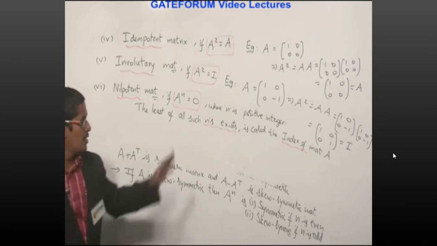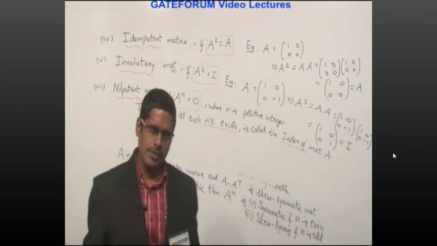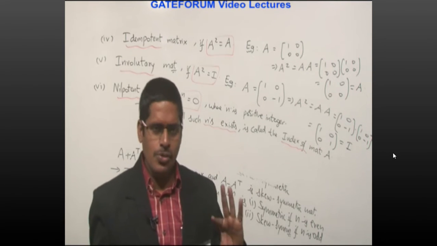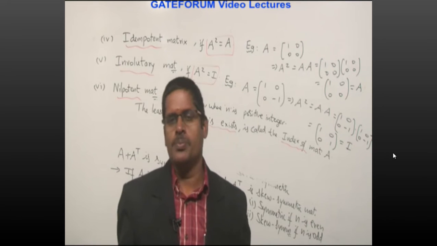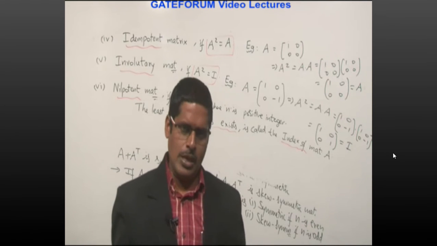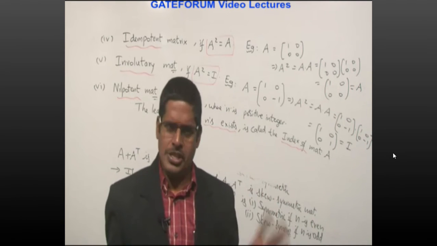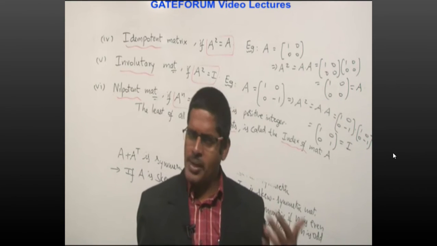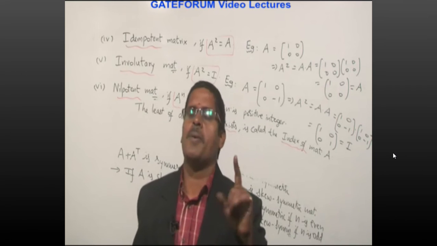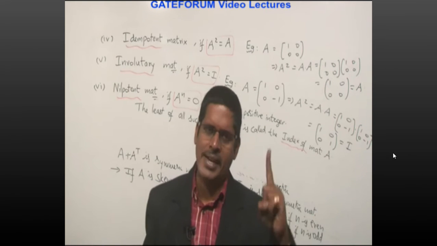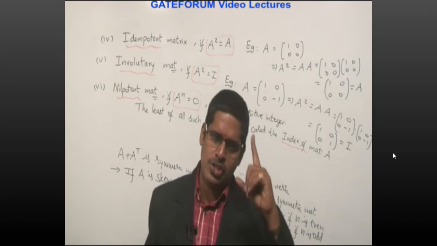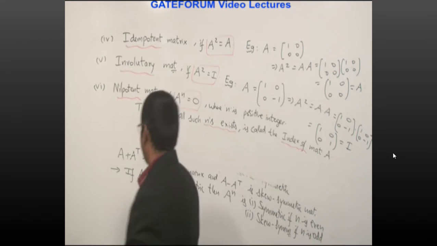A is a given matrix. First find A square, A into A. If you do not get 0, then find A cube. If you do not get 0, then find A power 4. Whenever you get A power some positive integer 0, its higher powers also automatically 0. The least of all such powers is called the index of the matrix, provided it satisfies A power n is equal to 0, where n is a positive integer.